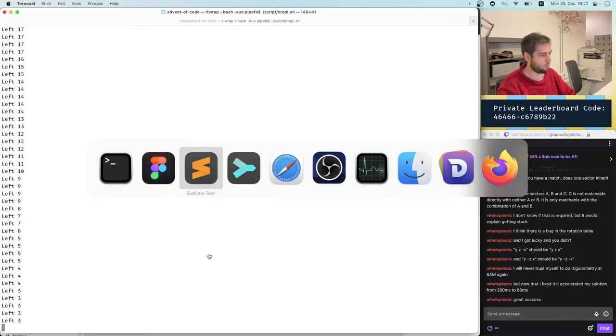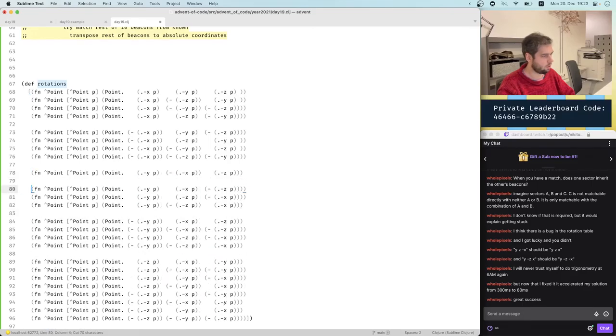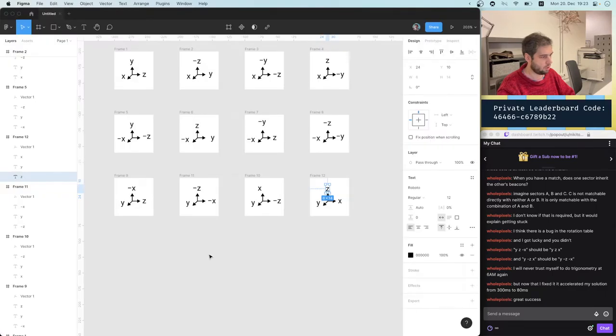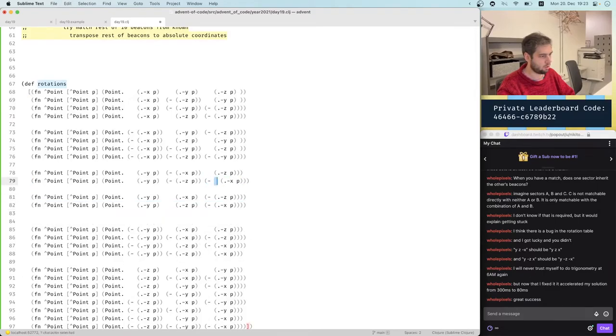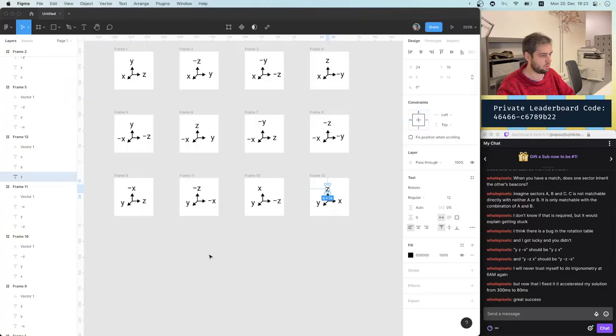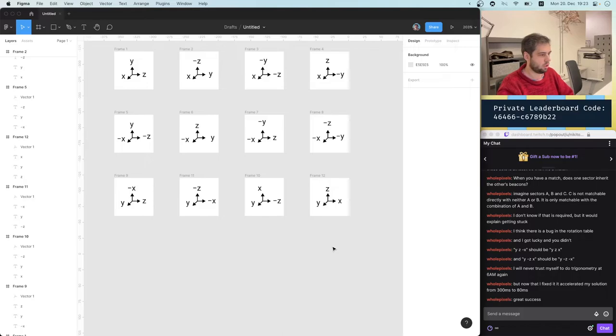Okay, so y minus x z, this one, then y minus z minus x, y minus z minus x, let's say it's this one, okay, then y x minus z, this one, and y z x. That matches what you said, kind of, yes. We'll just check the rest, just in case.